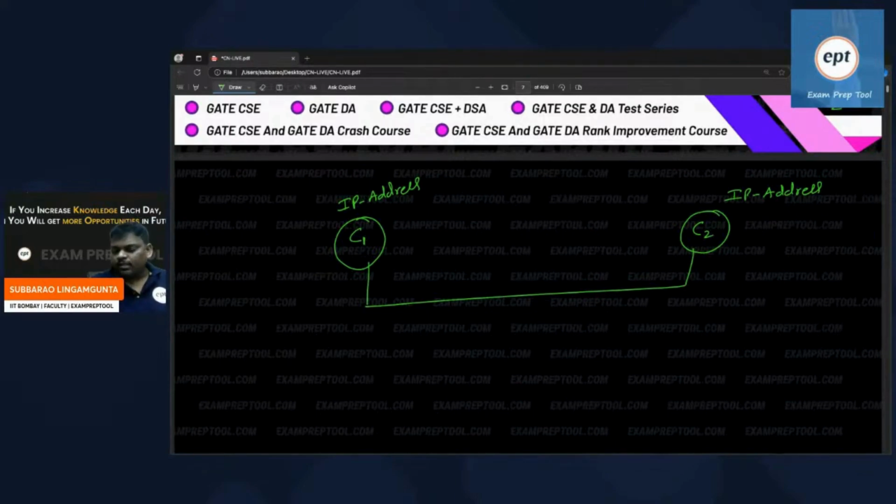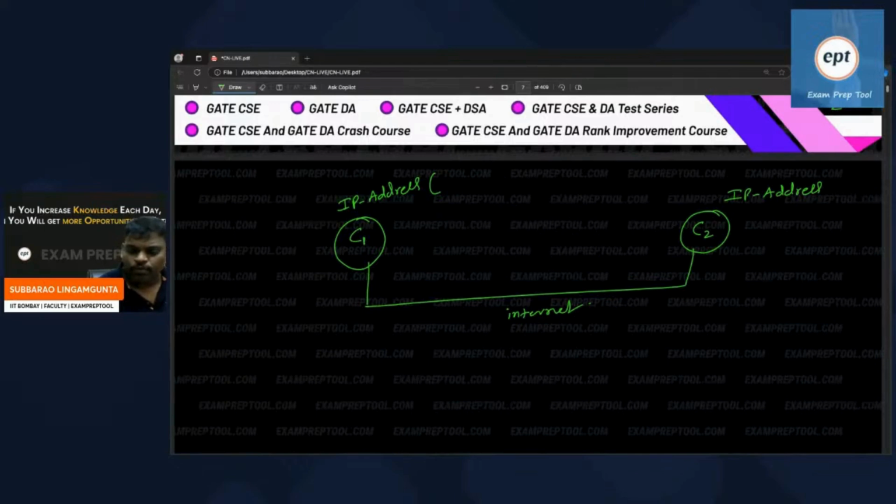Some people are asking, sir, if two computers want to communicate in the internet, remember it's the internet. If two people want to communicate in the internet, both the computers should have the IP address. Okay, they both want to communicate, so IP address is required, right? Can you tell me, what is the size of an IP address?